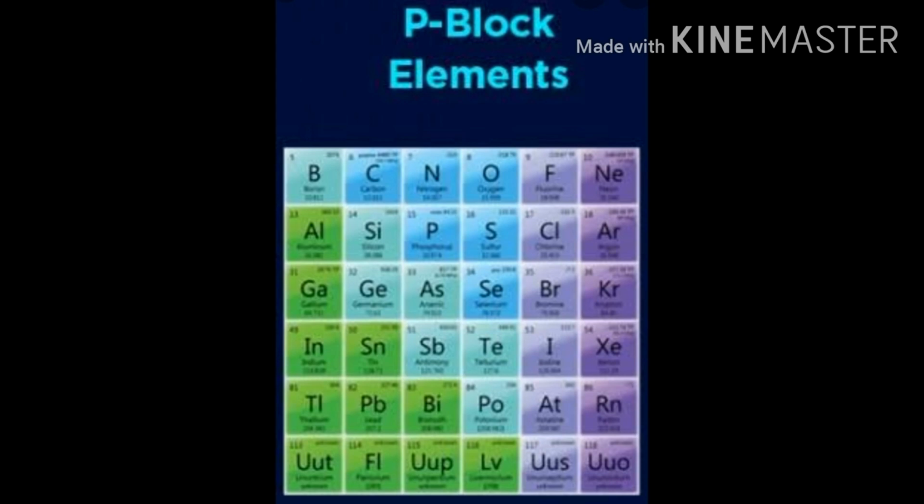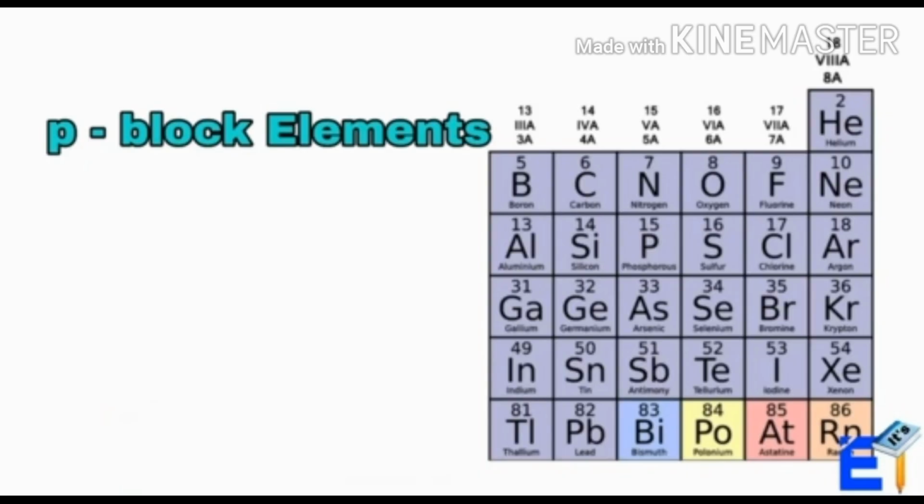So here non-metals come under p block elements. Non-metals are always electronegative in nature, so they tend to pull or drag the electrons from the metals. Metals tend to donate the electrons, and non-metals have the ability to drag the electrons from the metals.